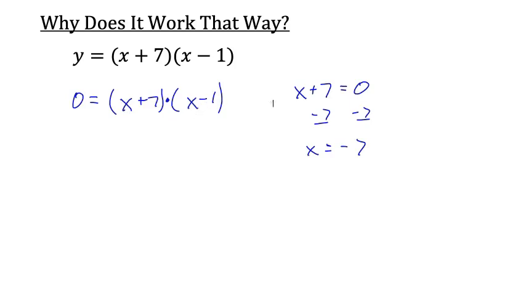We can also do that for x minus 1. If x minus 1 equals 0, we add 1 to both sides, and we get x equals positive 1. So if we substitute positive 1 in for x, that turns this binomial into 0, making this true. If we plug in negative 7, then that makes this binomial 0, making this equation true. This idea is called the zero product property.